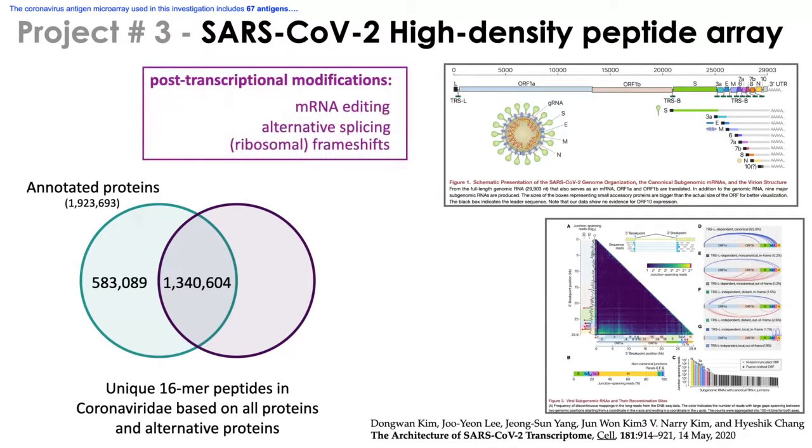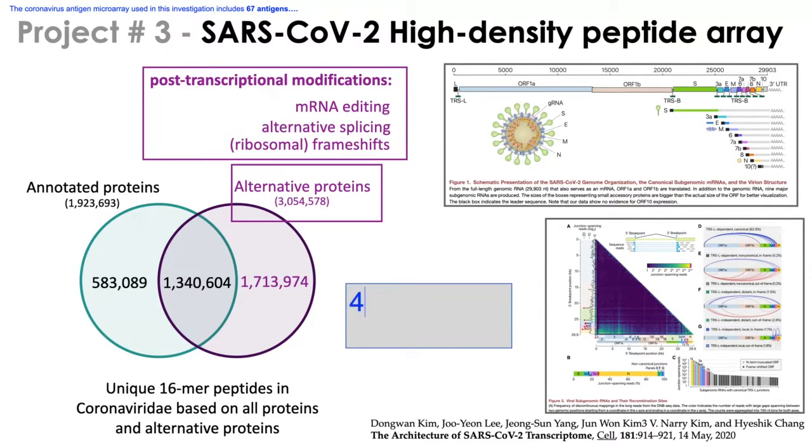So what we decided to do is look at these modifications. So we look at editing, alternative splicing, and frame shifts. And so if we do that, we find another 3 million proteins. And actually, so we have this 4 million peptide array that we can use. And what we could do is this is every possible 16-mer that you could get.